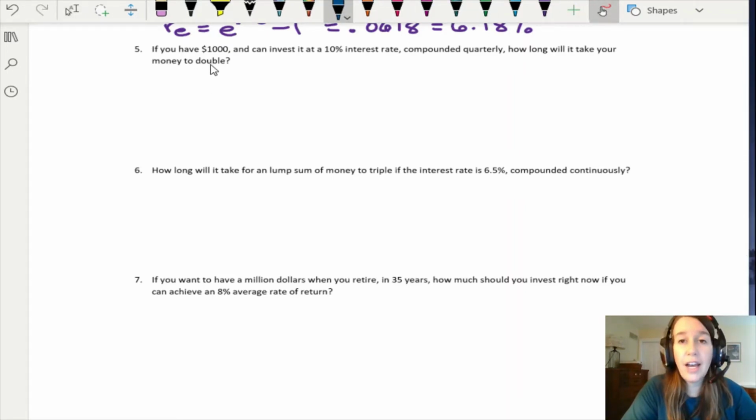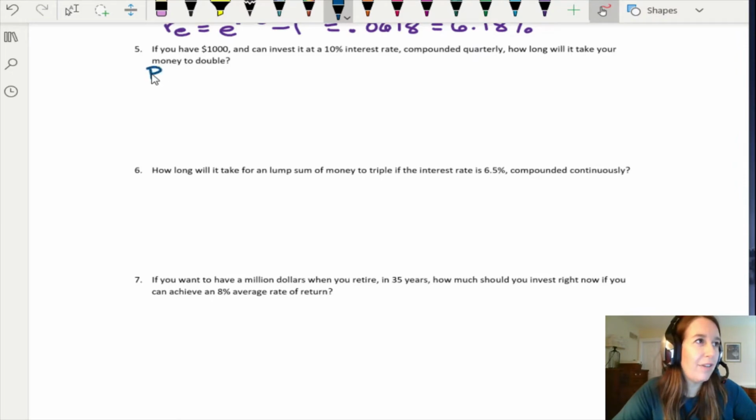So we know that our final amount would be twice that, $2,000. But if you don't have the amount of money, if they just say, how long will it take for an amount of money to double, you can just use $1 and $2. It'll be the same as if you did $100 and $200 or $1,000 and $2,000. So just double whatever that initial amount is.